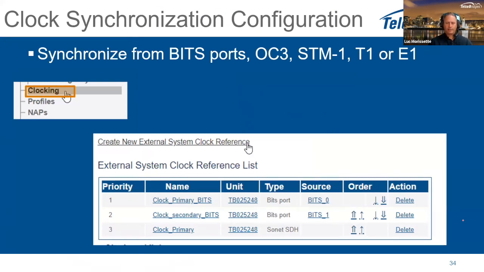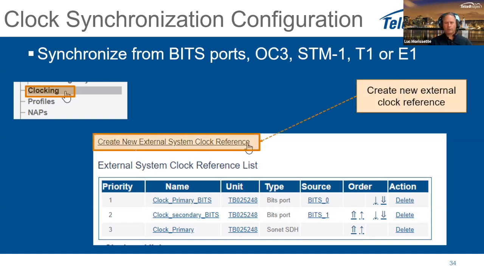So the last part we need to configure when we do TDM connections. So you need to select here your clock source. What will be your clock source? So clocking. You need to then create a new external clock reference. When you do this, you will choose one of those interfaces, and it's exactly what you see here. So you can choose an OC3 STM1 interface as your clock source. You can use a BITS port, and you can also use any of the T1s or E1s in the system.